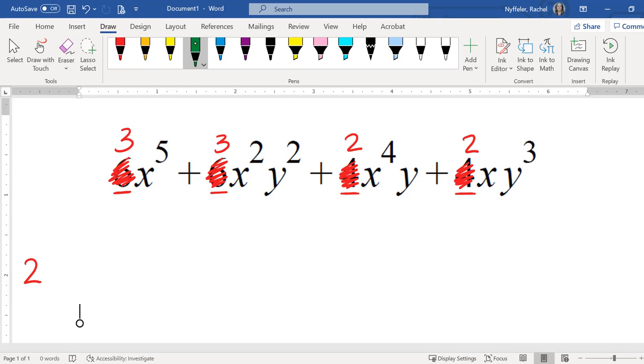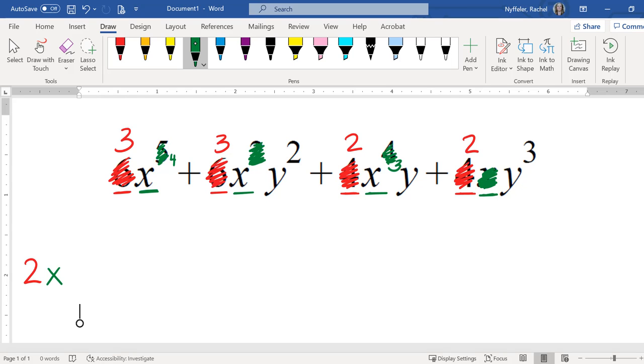Okay, for the letters, I have an x to the 5th, an x squared, an x to the 4th, and an x to the 1. The highest exponent I can pull out is a 1. So this 5 turns into a 4. This 2 turns into a 1. The 4 turns into a 3. And the x is gone.